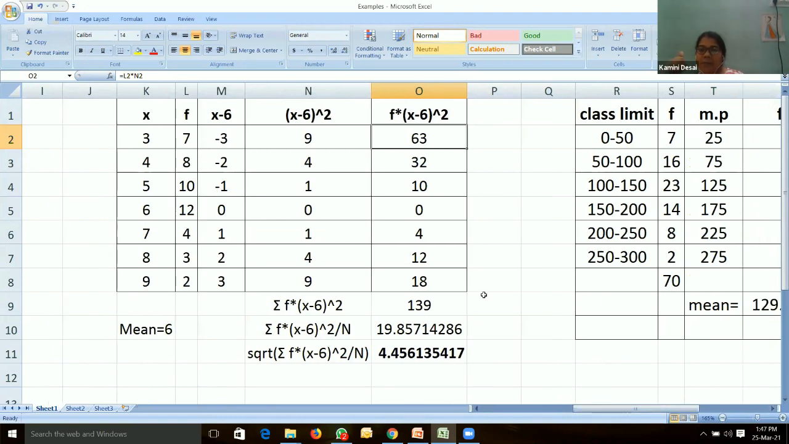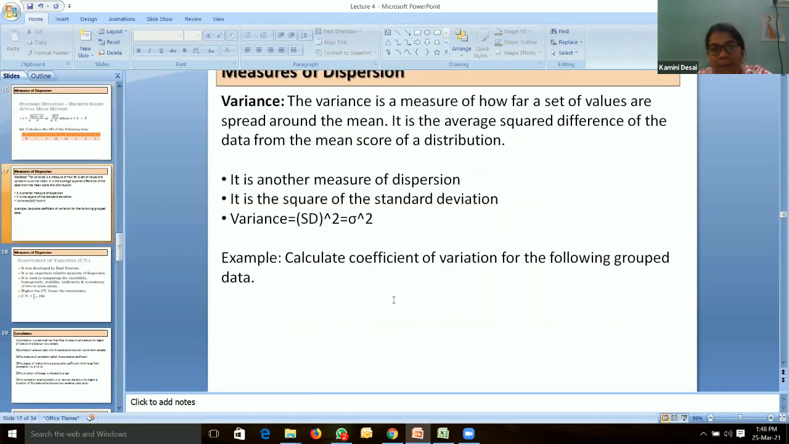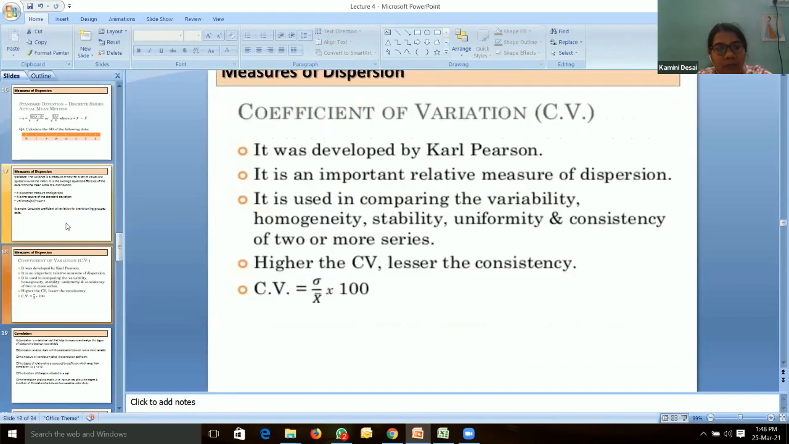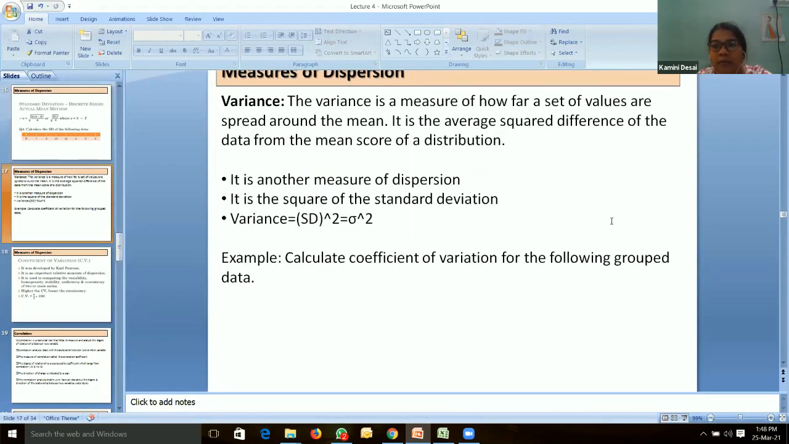Once we have done this example, we can go for the class limit. Now this is the simple frequency data. Now in X there is a class width in the next example.